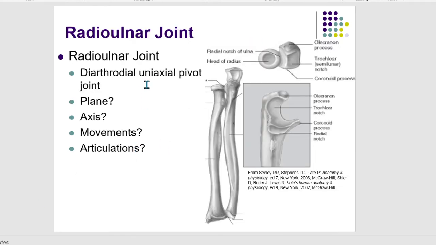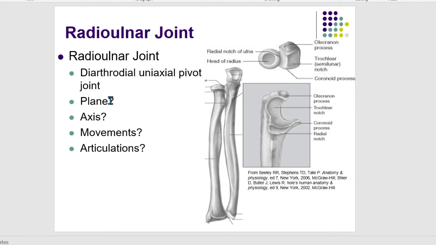The radioulnar joint is a diarthrodial uniaxial pivot joint. The movement occurs in the transverse plane, whereas the axis of rotation is, oh no, on the vertical axis rather. The movements are supination and pronation.